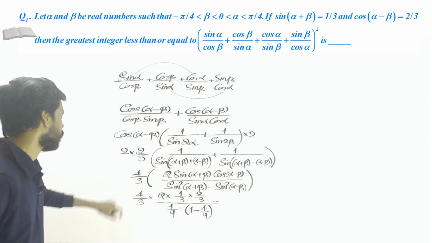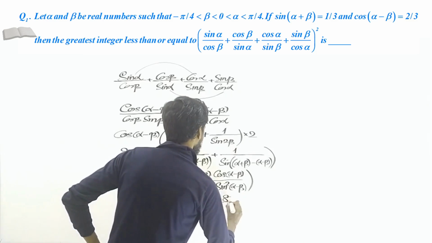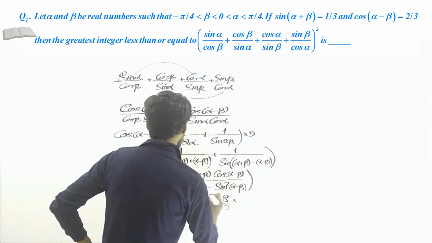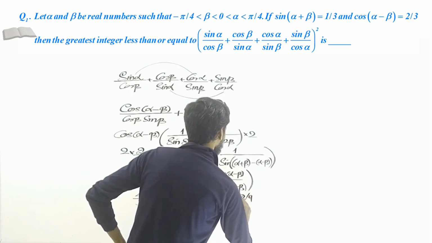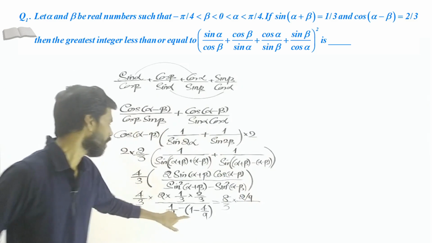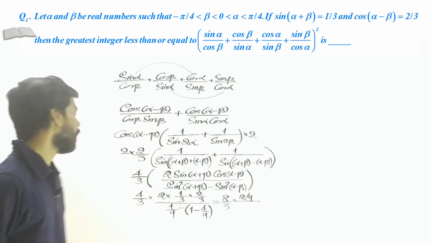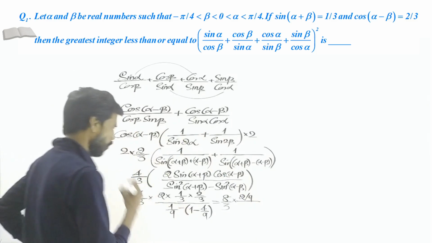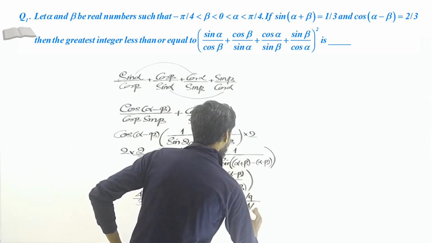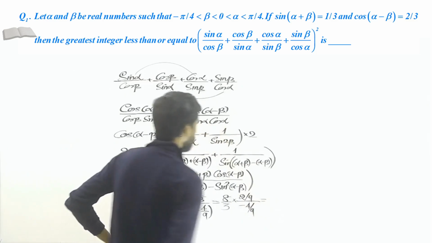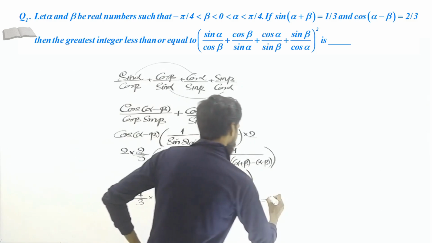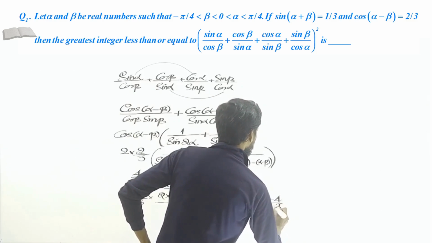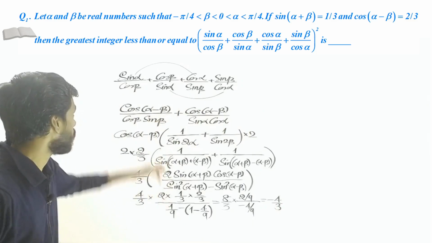So this is 8 by 3 multiplied by 2 by 9, divided by, what is this value? This is 1 by 9 minus 5 by 9, so that is minus 4 by 9. So this gives you the value: 2 times 4 by 3, that's it, so minus 4 by 3. So this is the value of this expression only, right?